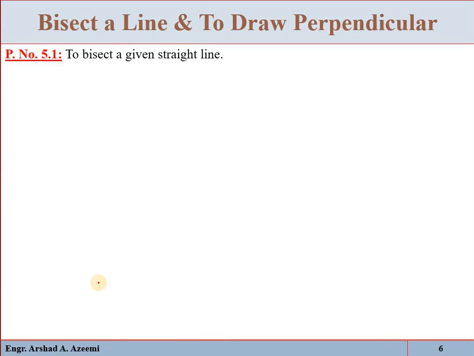Okay, so problem 5.1: to bisect a given line. For example, a line AB is given, having a given length. The requirement is that we have to bisect this line into 2 equal parts.